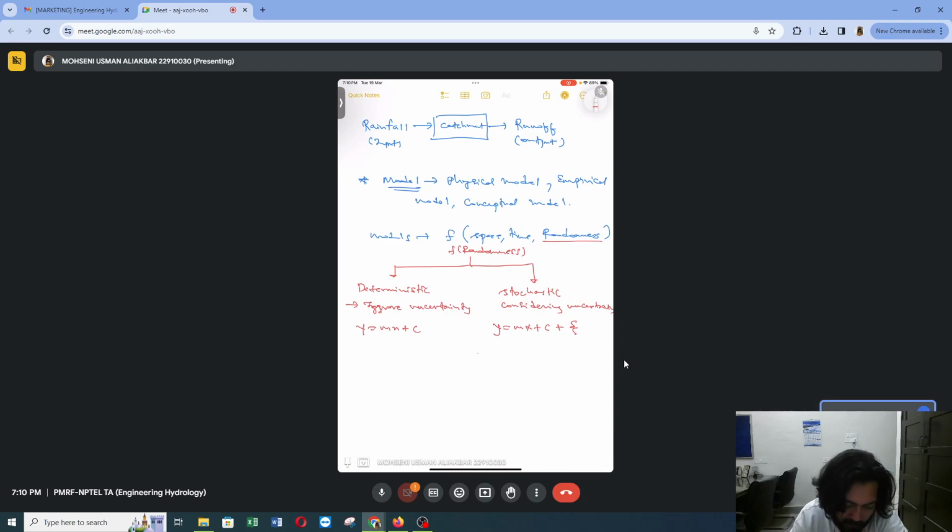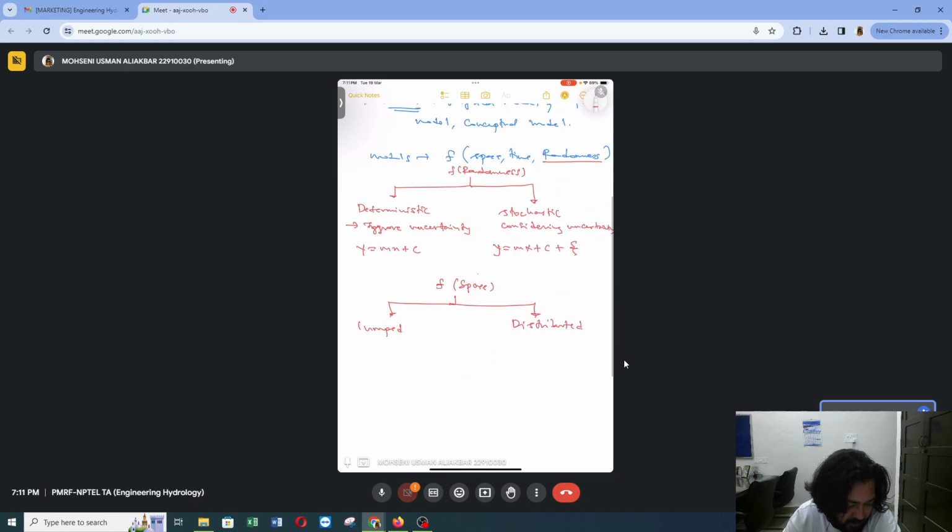Now let us consider models which are a function of space, right? Those models can be divided into lumped models or distributed models. So based on the function of space, the models can be categorized as lumped or distributed. Now let us see what a lumped model does and what a distributed model does. Lumped means they are ignoring the spatial variation. What does it mean by ignoring the spatial variation?